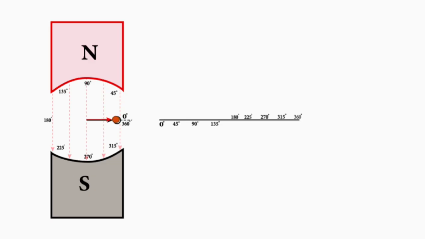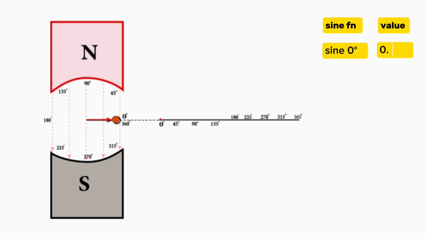Let's look at the 0-degree position. When the conductor moves to the 0-degree position, its motion becomes parallel to the magnetic field lines. At this position, there is a 0-degree angle between the motion of the conductor and the direction of the magnetic field lines. Because no flux lines are being cut, the induced voltage, that is, the generated voltage, is equal to 0. It matches the sine function, because sine 0 degrees is equal to 0.